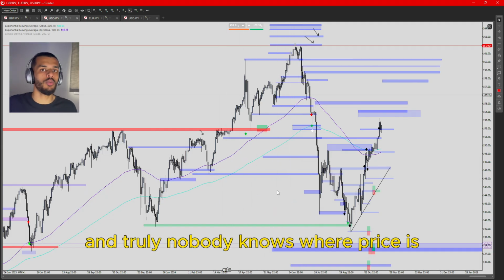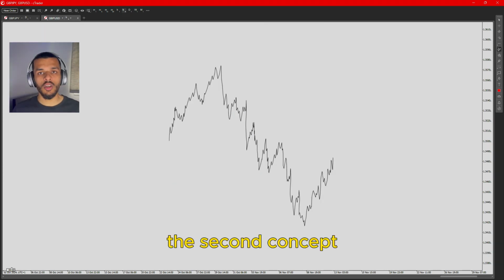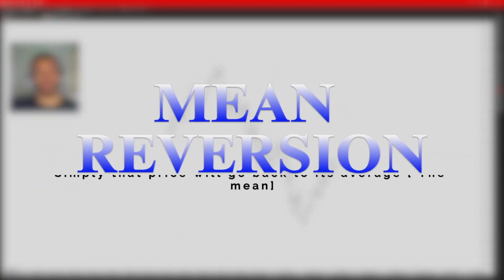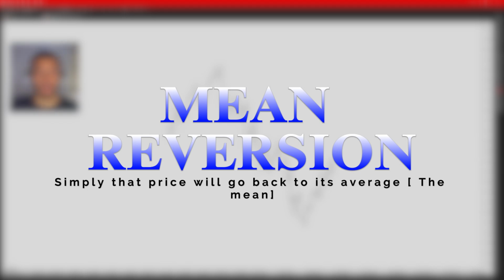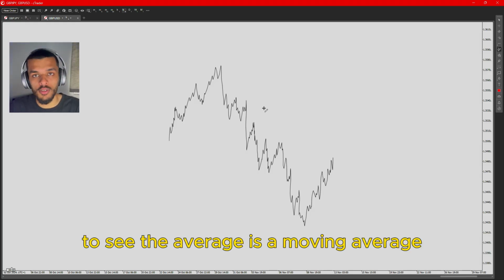And truly, nobody knows where price is going to go. You're just positioning yourself for the move to potentially occur. The second concept that I'm going to talk about is a very simple yet powerful concept called mean reversion, which is simply that price will go back to its average, the mean. And the best tool to see the average is a moving average.